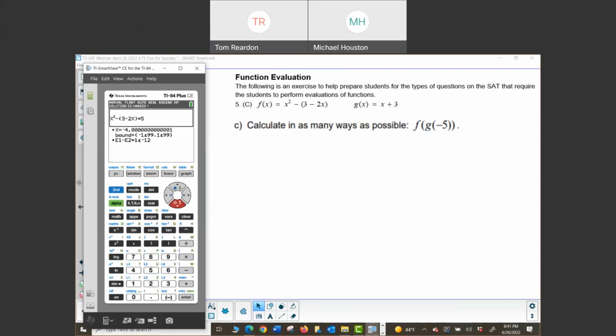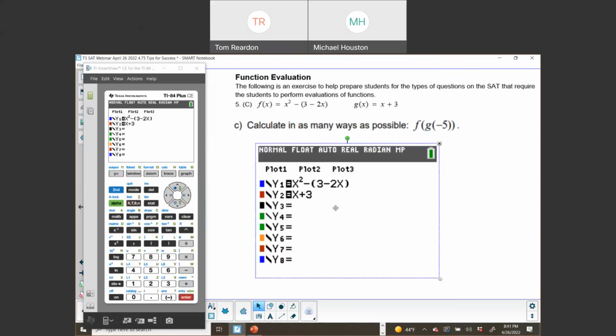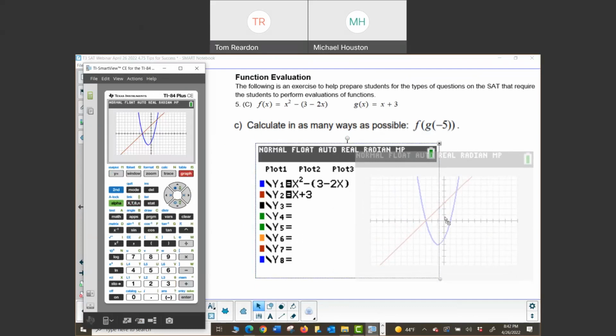So f of g at -5. So let me go back to y equals, and I've got f in y1. I need x plus 3 in y2. So I've got those there. Okay. So I'm going to go ahead and graph them.